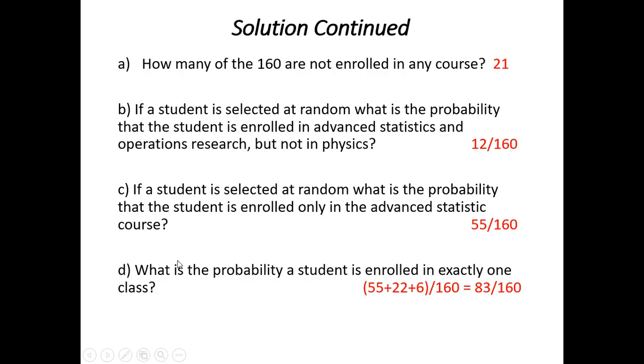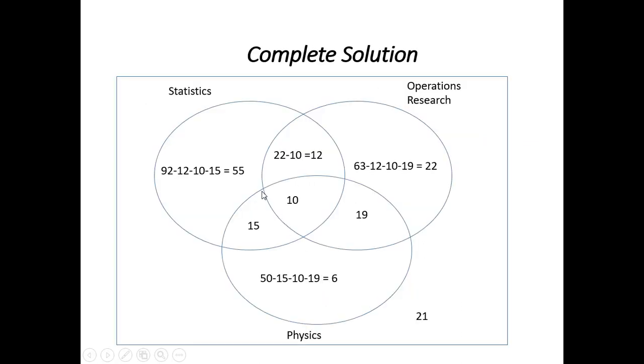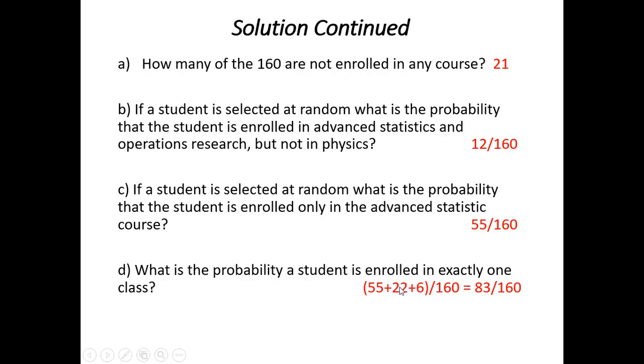And the last one, what's the probability a student is enrolled in exactly one class? Okay, so to get this, I need to think the number enrolled in just statistics is 55. The number enrolled in just operations research is 22. And the number enrolled in physics is 6. So we add those up, 55 plus 22 plus 6, and these add up to 83. So our answer is 83 divided by 160.